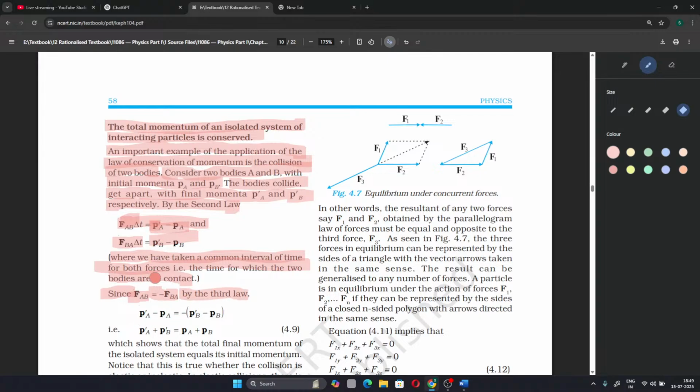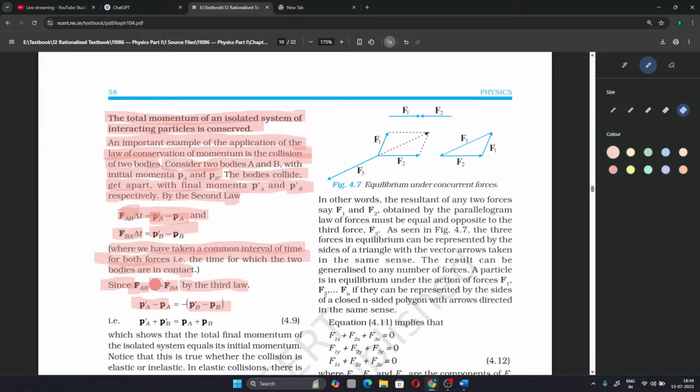And we know that since the time intervals are common, we can write it as the change in momentum of A, which is equal to the negative of the change in momentum of B. So this is actually a derivation for the conservation of momentum.